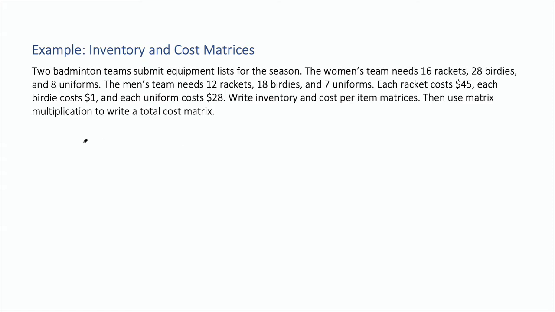Okay, we generally will use rows and columns for our different objects and the place that they need to be. Which in this case is we have rackets, birdies, and uniforms, and we've got two different teams that need them: women's and men's teams. So I'll do rows, the women's team and the men's team, and then our columns will be our rackets, birdies, and uniforms.